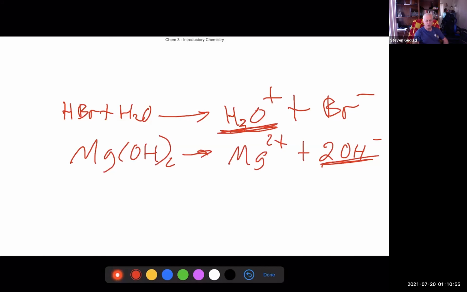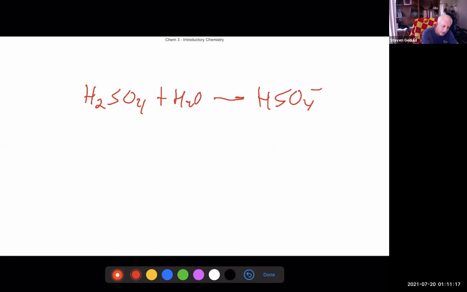Now, when you look at hydrobromic acid, there's only one hydrogen. You can have multiple hydrogens. Okay. You can give off different products. Battery acid is H2SO4, sulfuric acid. So H2SO4, let's do plus water, can go to HSO4-, that's given off, plus H3O+. Okay, it gave off one of its hydrogens.